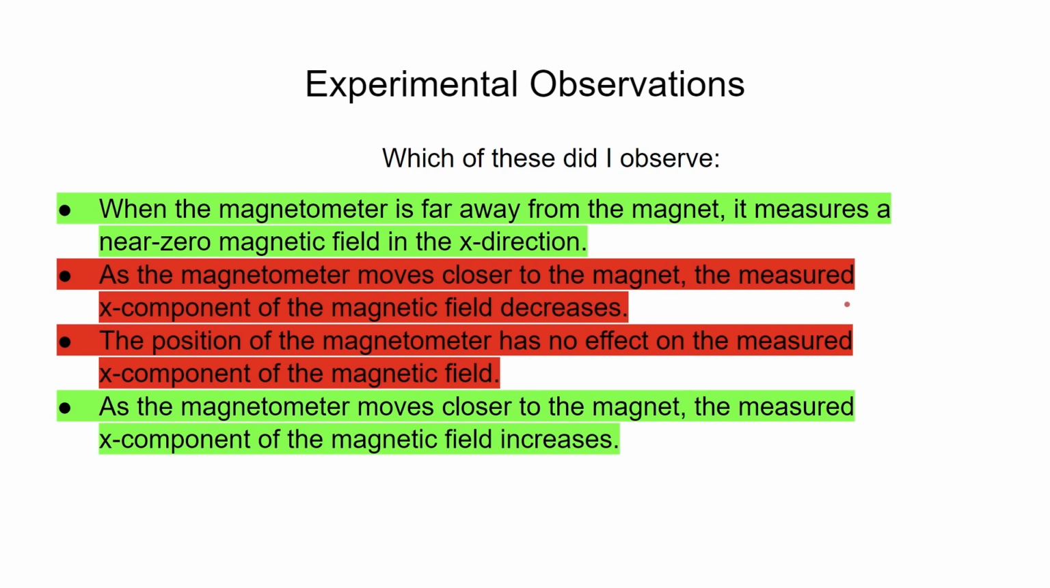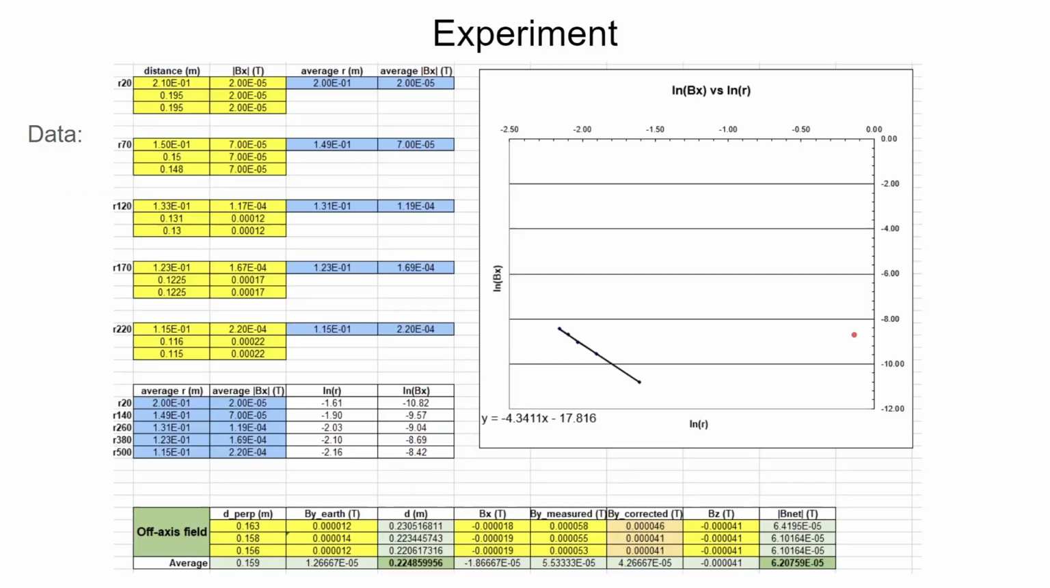So as the magnetometer moves closer to the magnet, the measured X component of the magnetic field decreases, and the position of the magnetometer has no effect on the measured X component of the magnetic field. These were not true. So here's our data from our experiment. You can pause the video here to look at these.